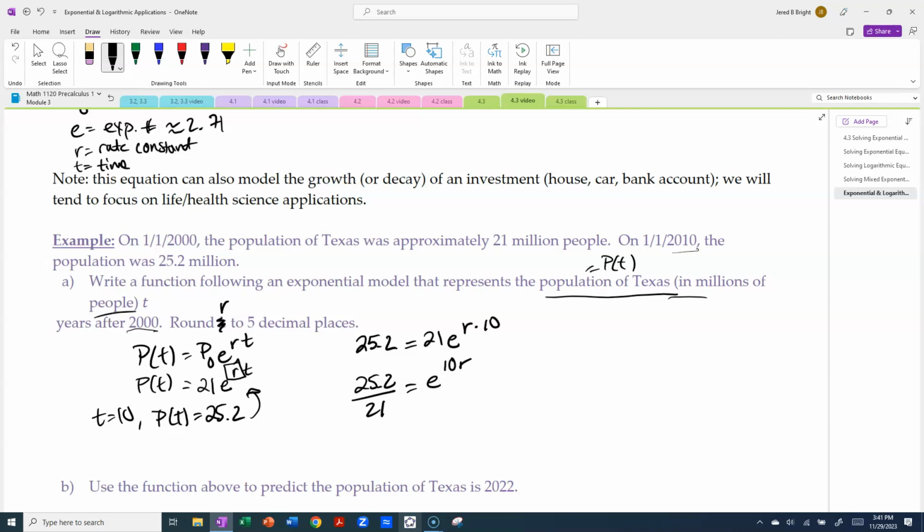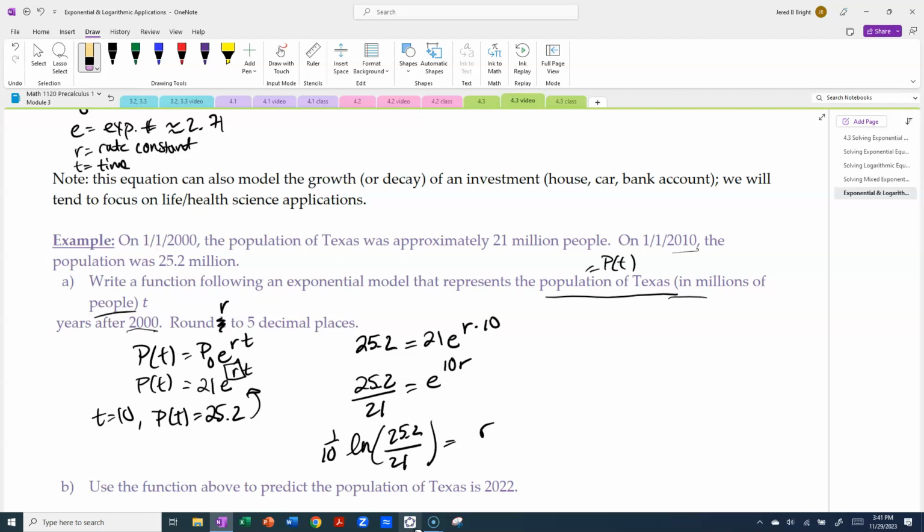Okay, so now this is an exponential equation. Change it to logarithmic form. So I'd have log base e, also known as natural log. So I'd have natural log of 25.2 over 21 is equal to 10r, the exponent. So then divide by 10, and I'd say r is equal to 1/10 times the natural log of 25.2 over 21. Okay, and so now we can put that into our calculator, because at this point I can't go any further and I have r completely isolated.